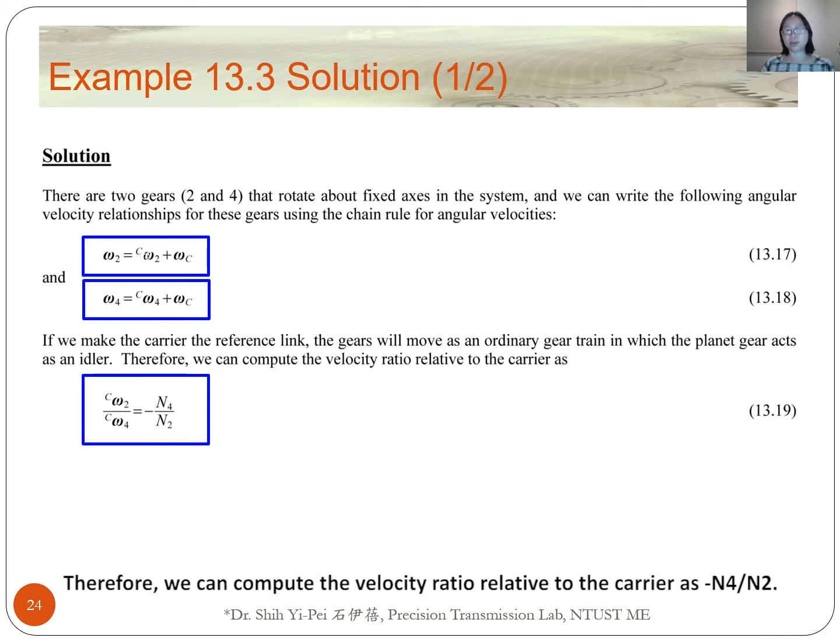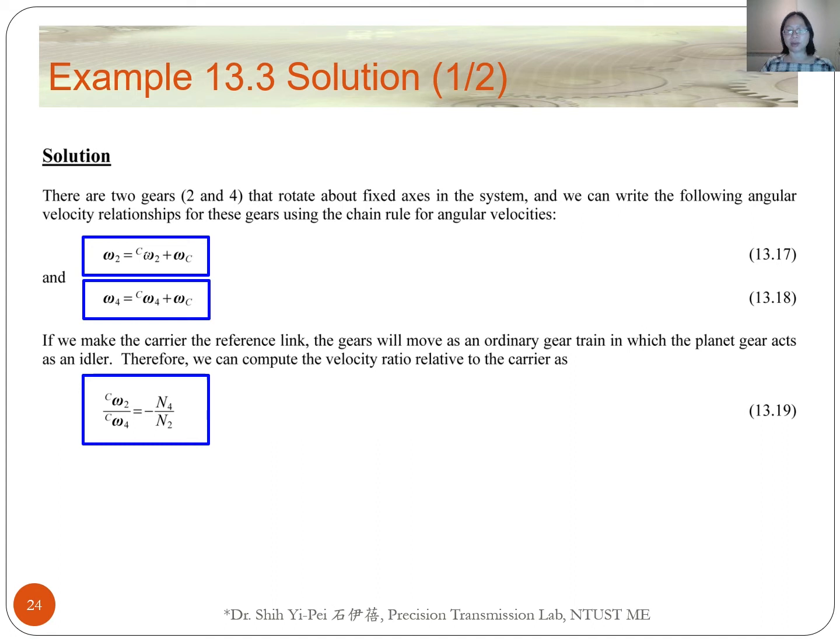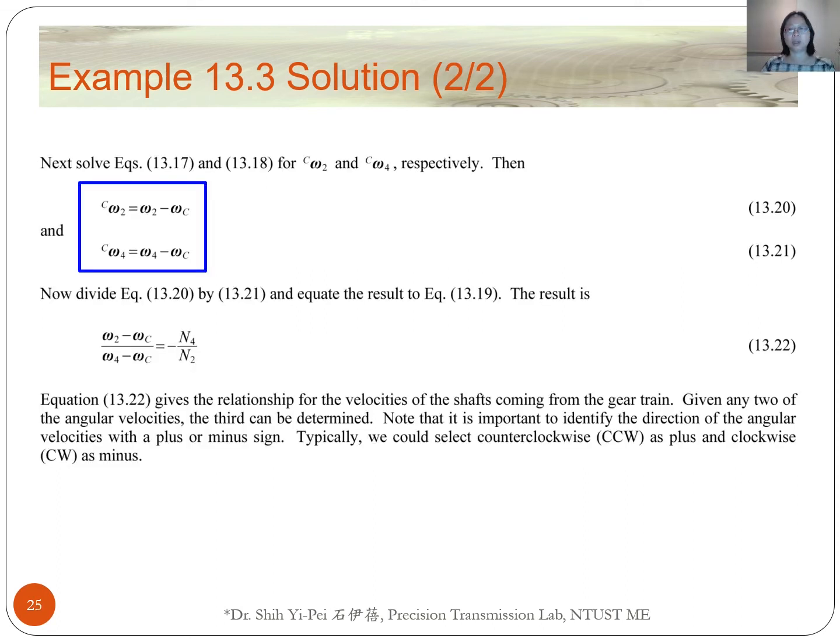Therefore, we can compute the velocity ratio relative to the carrier as minus n4 divided by n2. This ratio is negative because the directions of rotation of gears 2 and 4 are opposite. We solve this equation for omega 2c and omega 4c like this. Now, divide equation 13.20 by 13.21. We can get the resulting equation like this.